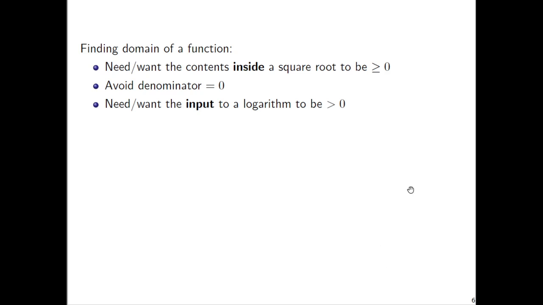So let's summarize from last time: finding the domain of a function. Now there are three things to keep track of. Two old things: we need the contents inside a square root to be greater than or equal to 0, and we have to avoid the denominator equaling 0. And the new thing is that we want the input to a logarithm to be bigger than 0. This all goes back to what we just saw, that the input to a logarithm has to be bigger than 0, or that the domain of the original logarithm is 0 to infinity.